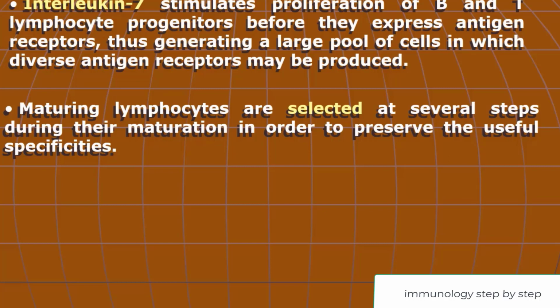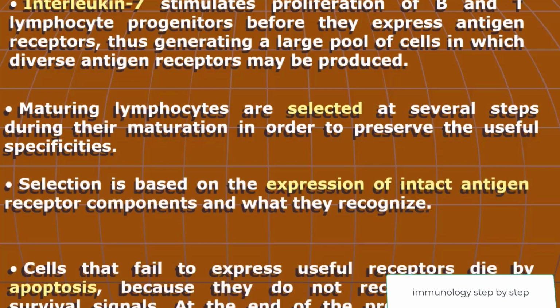Interleukin 7 stimulates proliferation of B and T lymphocyte progenitors before they express antigen receptor, thus generating a large pool of cells in which diverse antigen receptors may be produced. Maturing lymphocytes are selected at several steps during their maturation in order to preserve useful specificity. Selection is based on the expression of intact antigen receptor components and what they recognize.